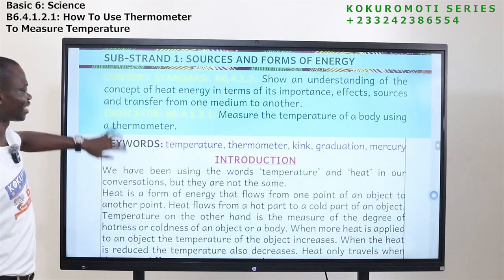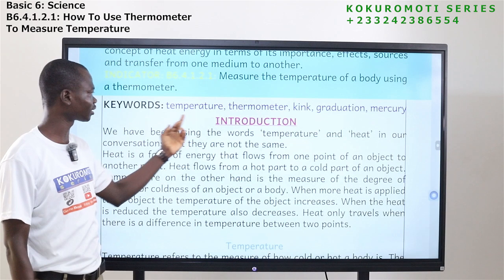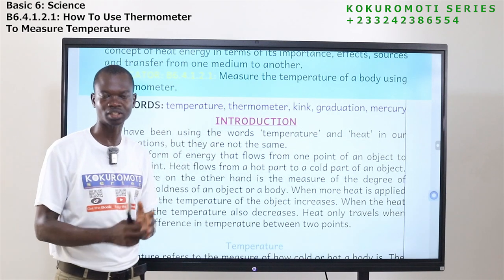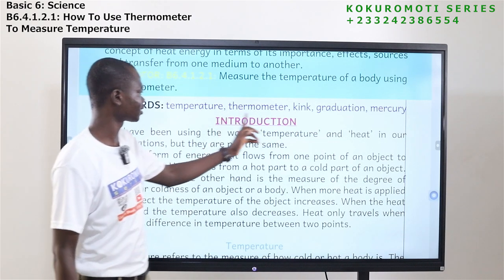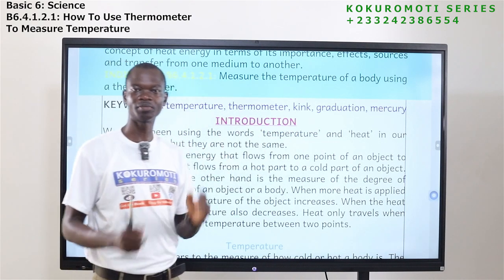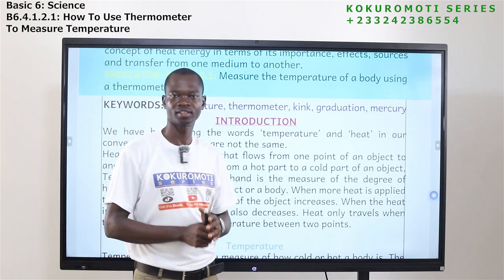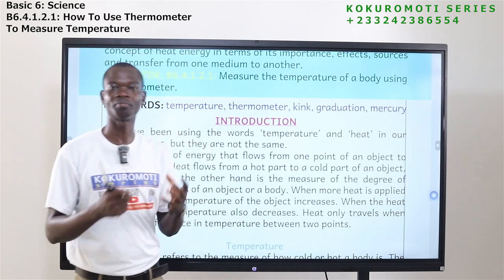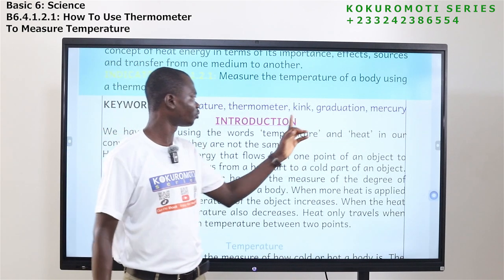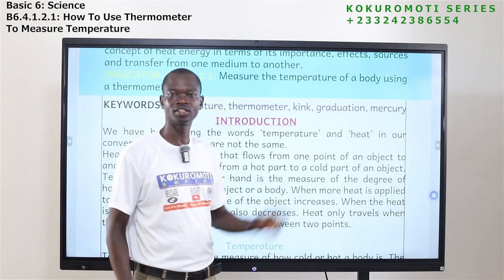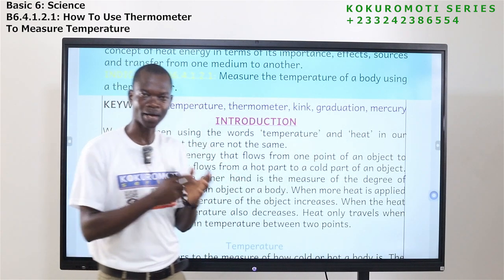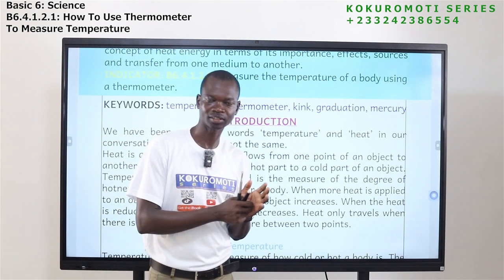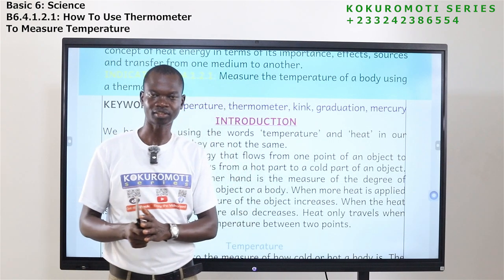Now let's look at the keywords. The first word is temperature. Temperature is how hot or how cold a substance is. The next one is thermometer. A thermometer is a device, an instrument, a machine that is used to measure temperature. We have this kink. The kink is one of the parts of a thermometer.